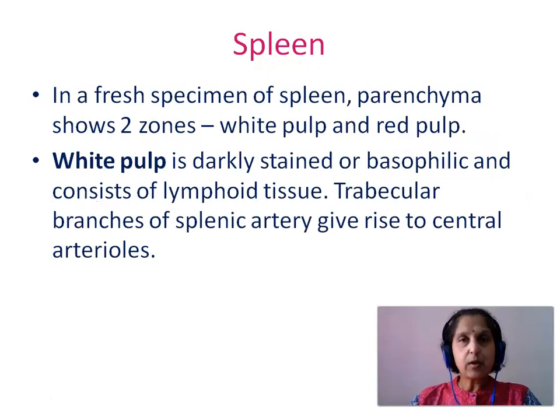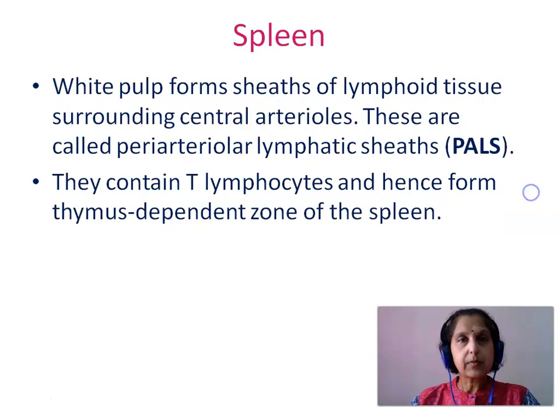In a fresh specimen of spleen, the parenchyma shows two zones, white pulp and red pulp. White pulp is darkly stained or basophilic and consists of lymphoid tissue. Trabecular branches of splenic artery give rise to the central arterioles. White pulp forms sheets of lymphoid tissue surrounding the central arterioles, and these are called periarteriolar lymphatic sheets or PALs. They contain T lymphocytes and hence form the thymus-dependent zone of the spleen.